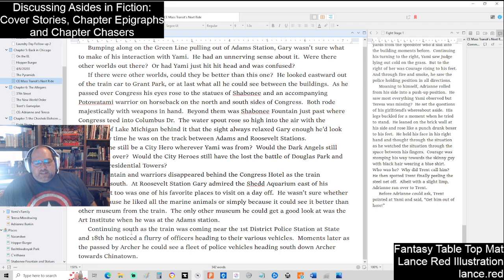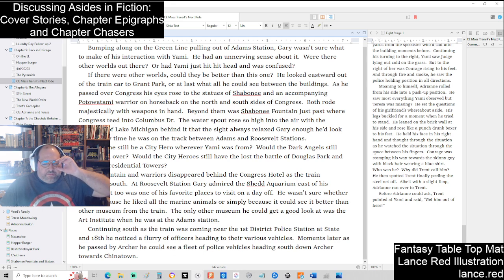But then we get, at the end of it, continuing south as the train was coming near the 1st District Police Station at State and 18th, he noticed a flurry of officers heading to their various vehicles. Moments later, as he passed by Archer, he could see a fleet of police vehicles heading south down Archer towards Chinatown. Also, earlier in the book, Trent is driving down Archer, but he's farther west. So how do I set up these events in order where the audience can put it together, or follow it on a map?